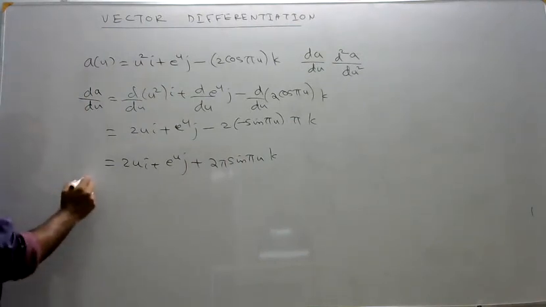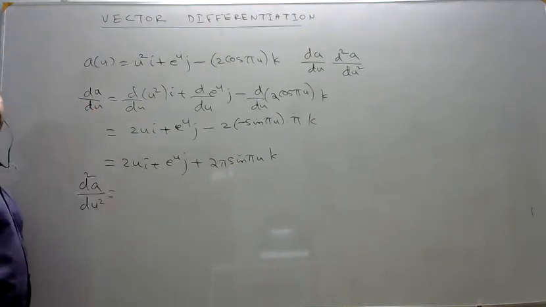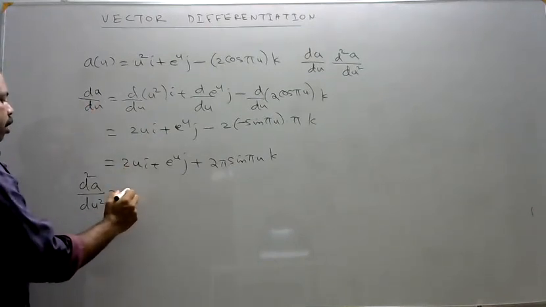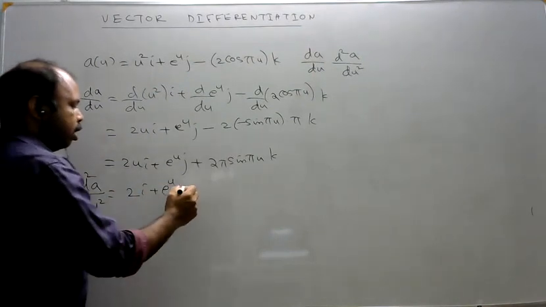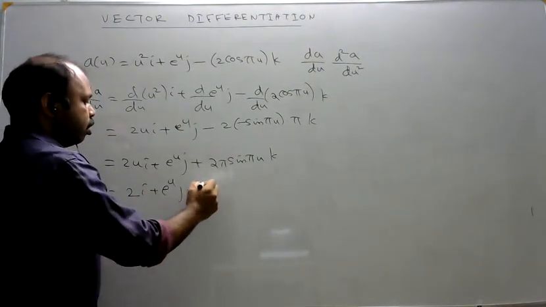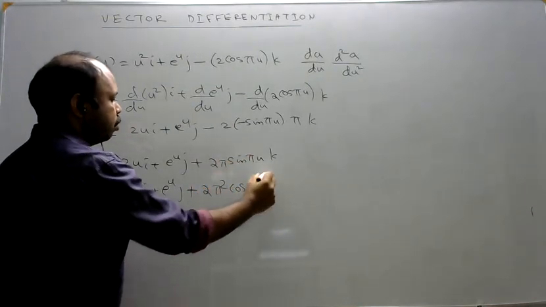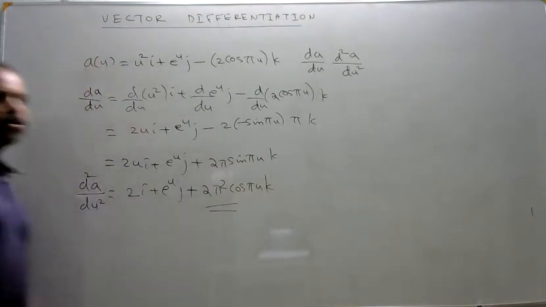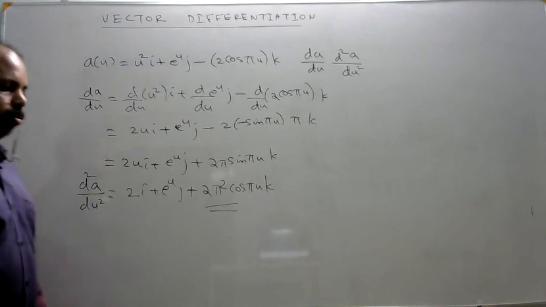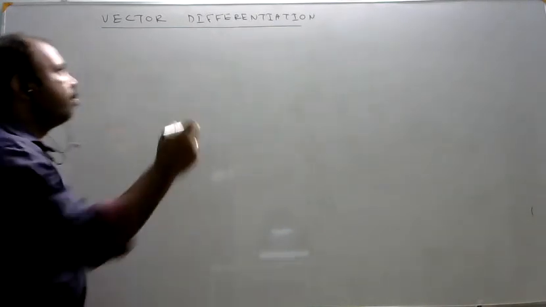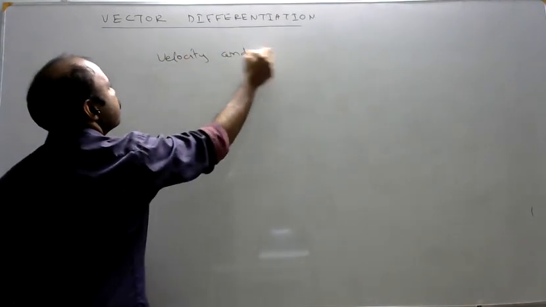Now d square A by du square, when we differentiate this once more with respect to u, we get 2i plus e raised to u into j plus 2 pi into pi square cos pi u into k. So we did it through an example. Next we discuss velocity and acceleration.